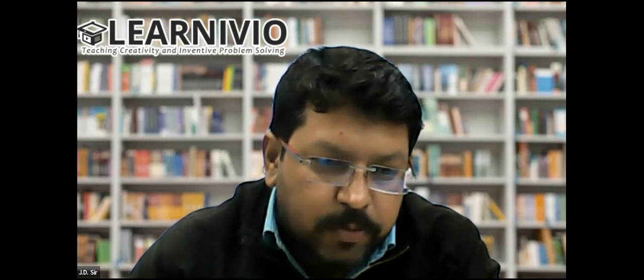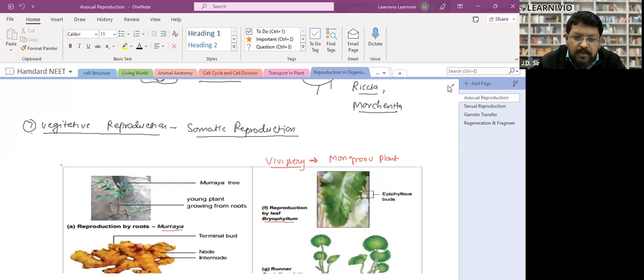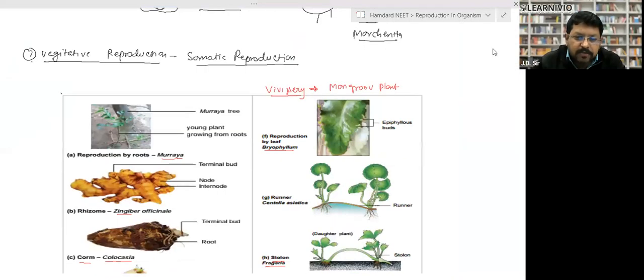Look, what is vegetative propagation? Vegetative propagation is reproduction of the plant with any vegetative part. When I say vegetative part, we are talking about parts like leaves, stem, any body part of the plant, right? They are the vegetative part. So if offspring are produced by any of these parts, then we will call it vegetative reproduction.